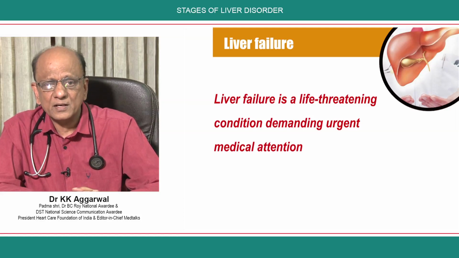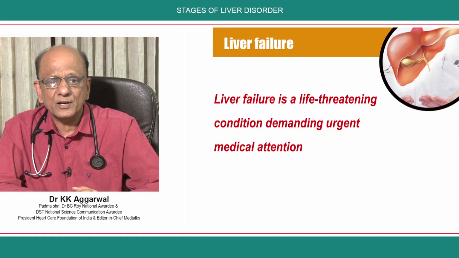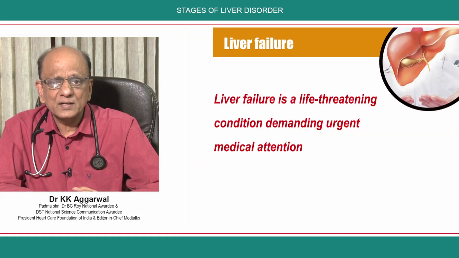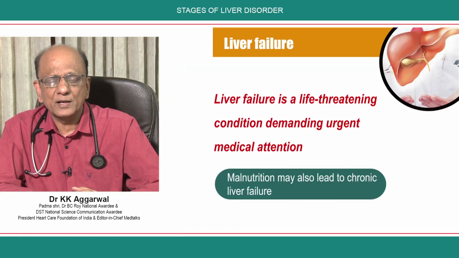When liver failure occurs due to cirrhosis, it is known as chronic liver failure or end-stage liver disease. It progresses over months, years, or often decades. Malnutrition may also lead to chronic liver failure.